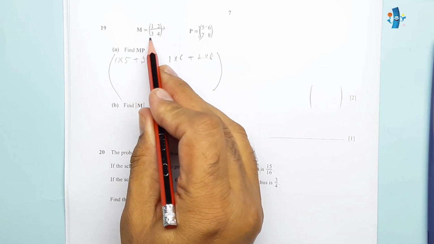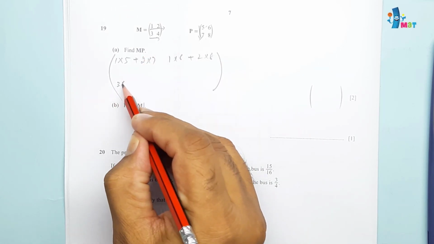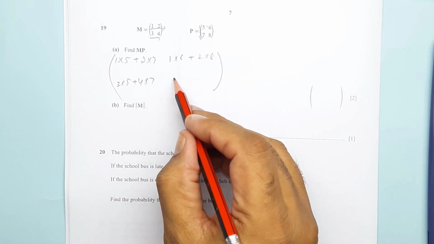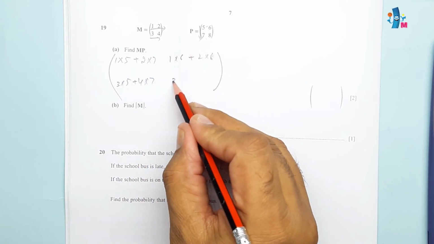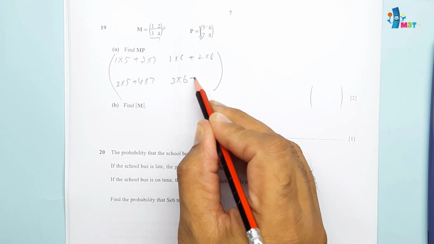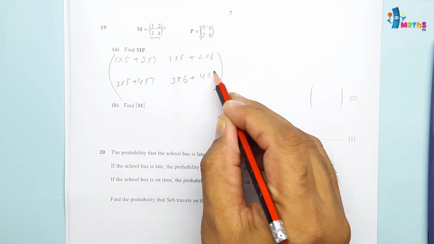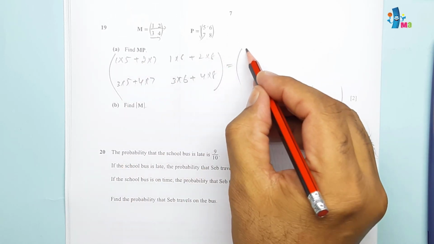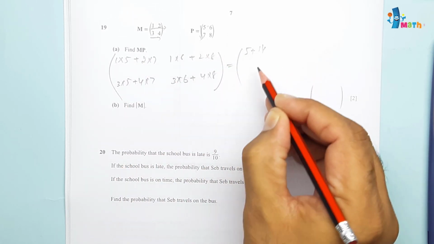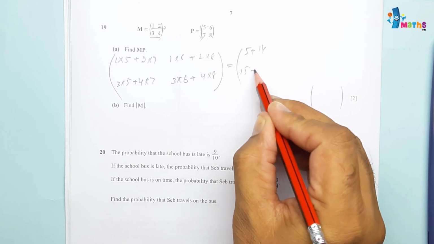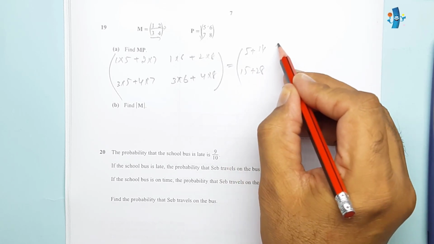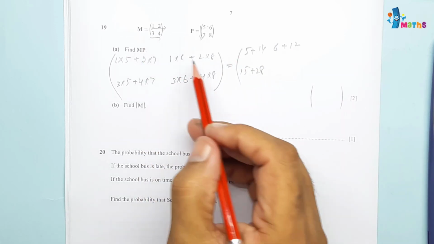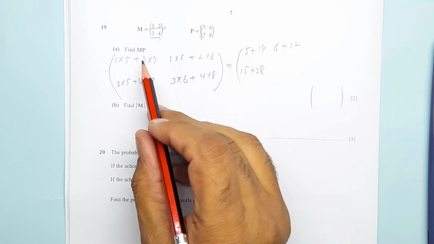And this will be 3 into 5 plus 4 into 7. And the second one will be 3 into 6 plus 4 into 8. This will be equal to 5 plus 14 and 15 plus 28. This will be 6 plus 12.